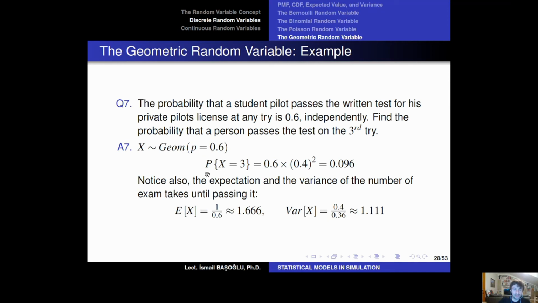And the question is asking the probability of x being equal to 3, and that is equal to the success probability times the failure probability to the power 2. And we can still calculate the expected value and the variance by using the relevant formulas for a geometric random variable, just for the sake of completeness in this question. Actually, the question is not asking this at all.